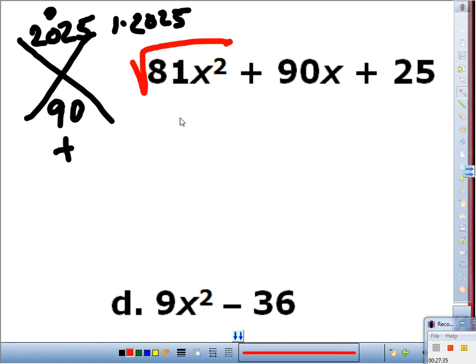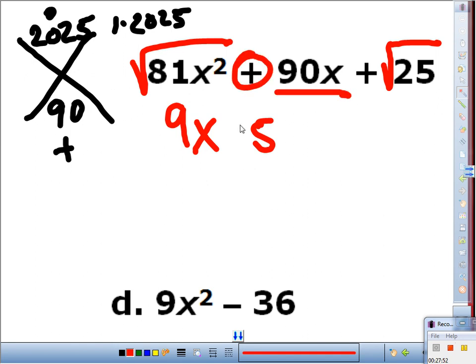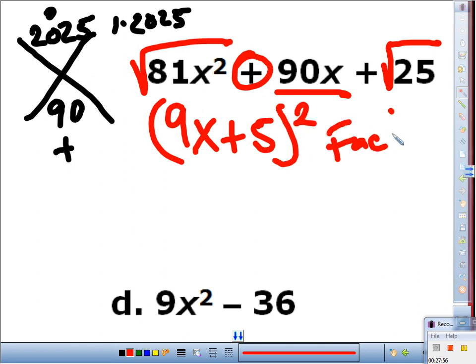Square root of the first, 9x. Square root of the last, 5. Let's see if it's a perfect square. What is 9x times 5? 45 times 2, 90. So then we use this one, squared. These are my factors. Okay. Want you to go to A. See if you can do A similar to that one.